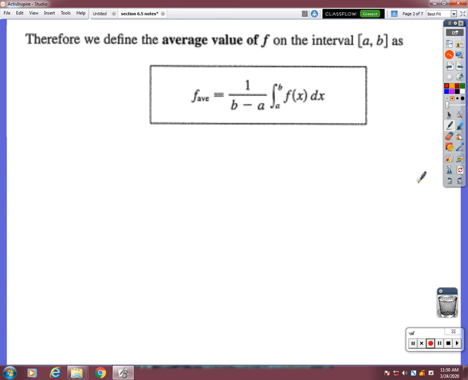Here's the formula for the average value of a function. All you have to do is find the integral, the normal integral of the function, and then they're showing this as multiplication, but basically you're dividing that by the width of the interval. So if you're doing the integral from 1 to 5, you would take that answer and divide it by 4, because 5 minus 1 is 4. If you're doing the integral from 0 to pi, you would take that and divide it by pi, because pi minus 0 is pi. So really easy stuff.